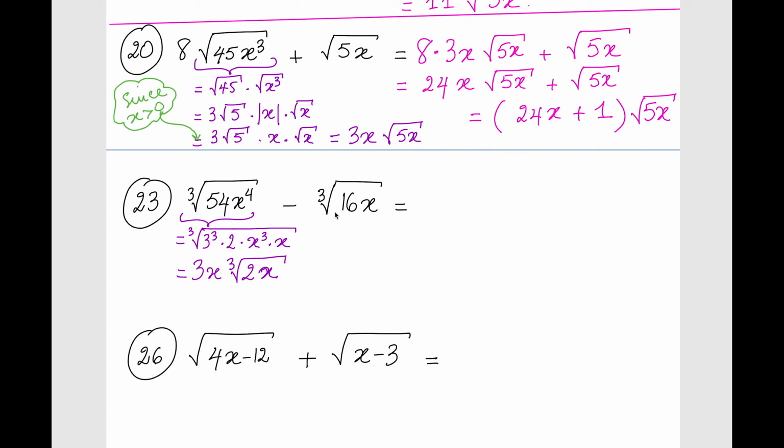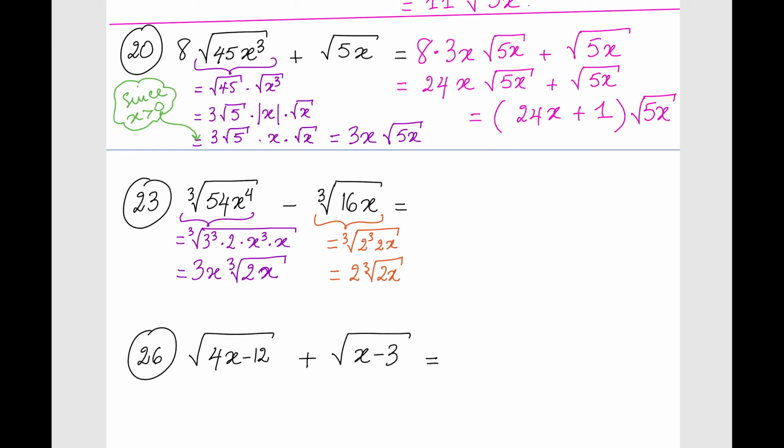Okay, this one, the cube root of 16x. 16 is 2 to power 4, so that becomes the cube root of 2 to power 4, which means 2 cubed times 2 times the x, right? 16 is 2 to power 4, and 2 to power 4 is 2 cubed times the 2. And this is simply 2 cube root of 2x, because the cube root of 2 cubed is 2, and the cube root of 2x is itself.